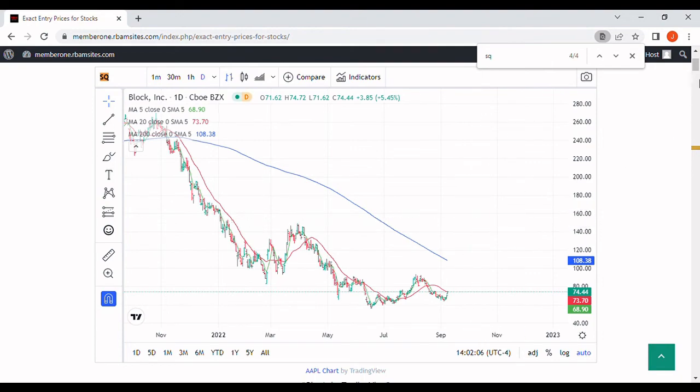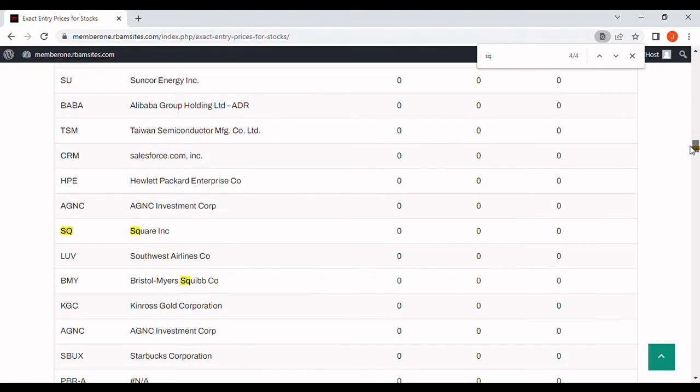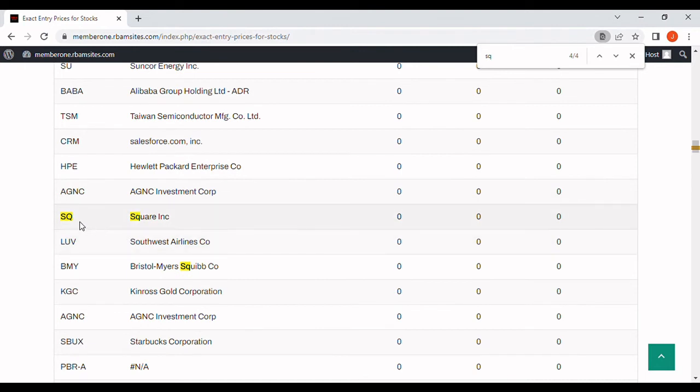Let's go down and see what RBAM Research says about this stock. We do cover it. They're still calling it Square. I think they changed the name to Block, but we have it in here as SQ. And as you can see, with most of these stocks today, our algorithms are showing that this is not a buy today. There's a lot of reasons for that, but essentially it's saying that for most of the stocks in here today, it's not a great day to buy.